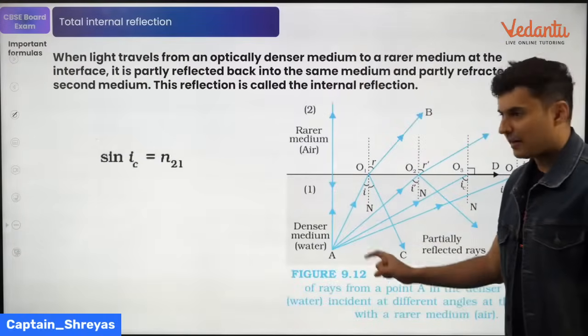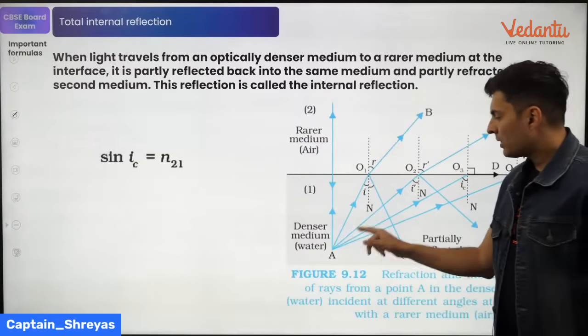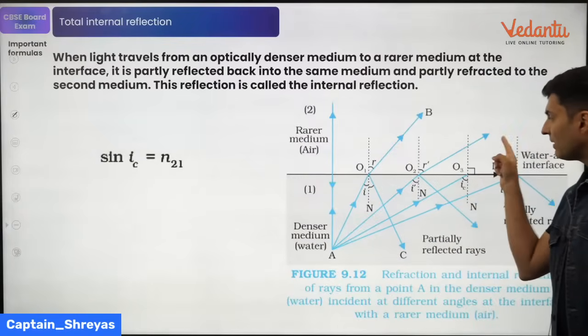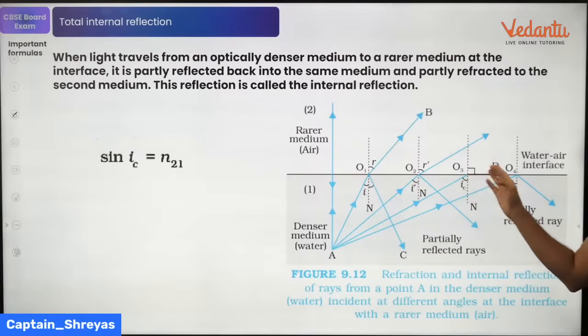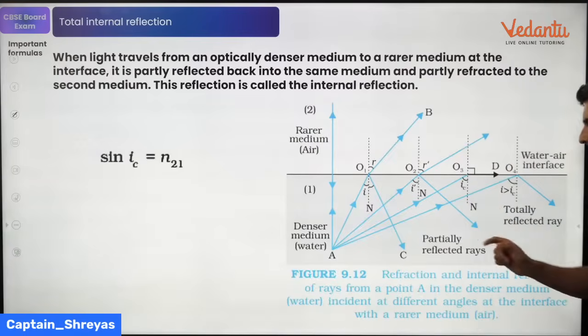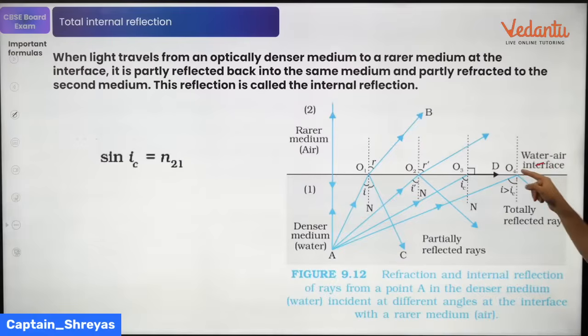Like, look over here. This is dense, this is rare. This ray can easily go out. This ray bends away. This ray bends even further away. This ray does not get a chance to bend away because that's it, it's bending at 90 degrees. If the angle of incidence is further increased, you will see it cannot go out, it will only get reflected.